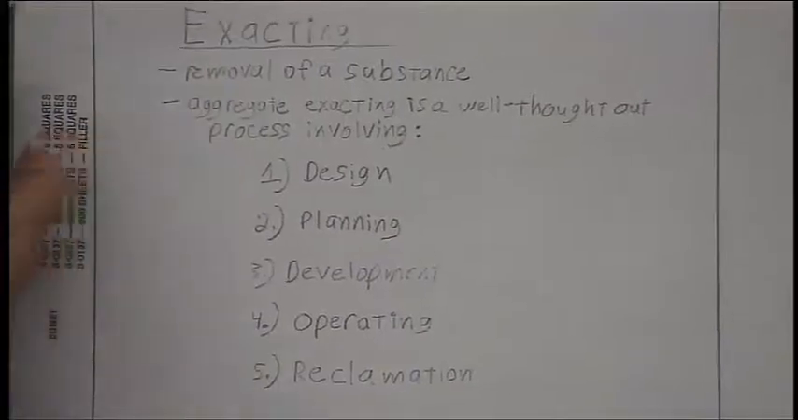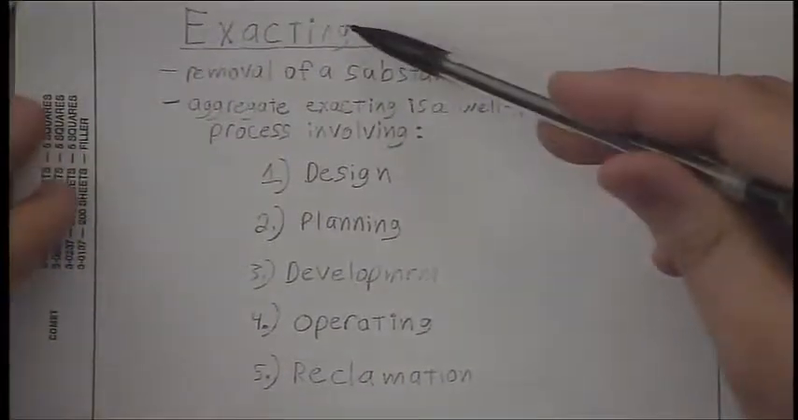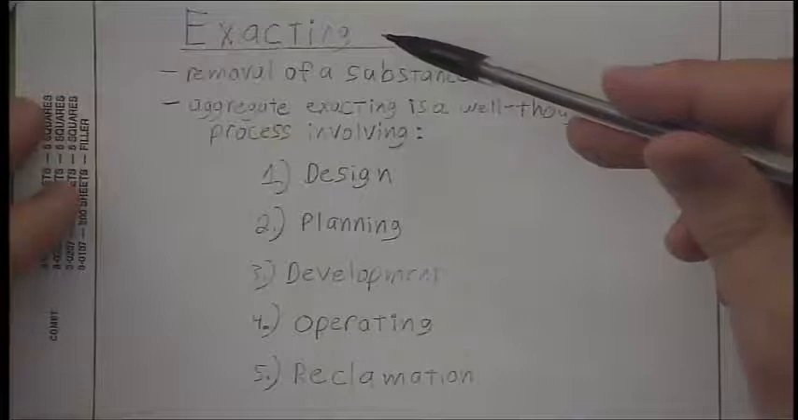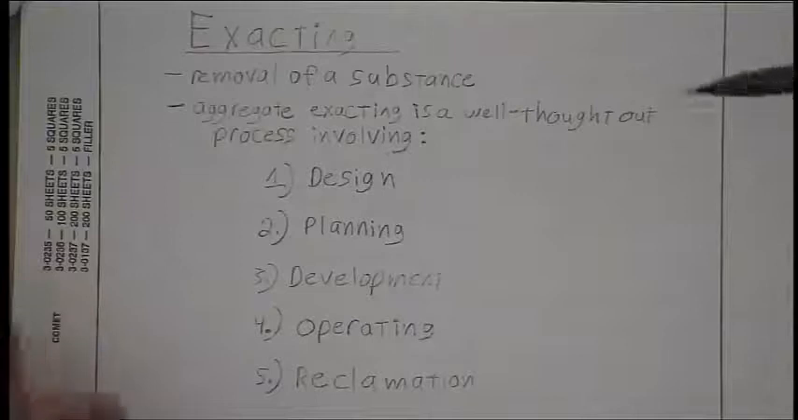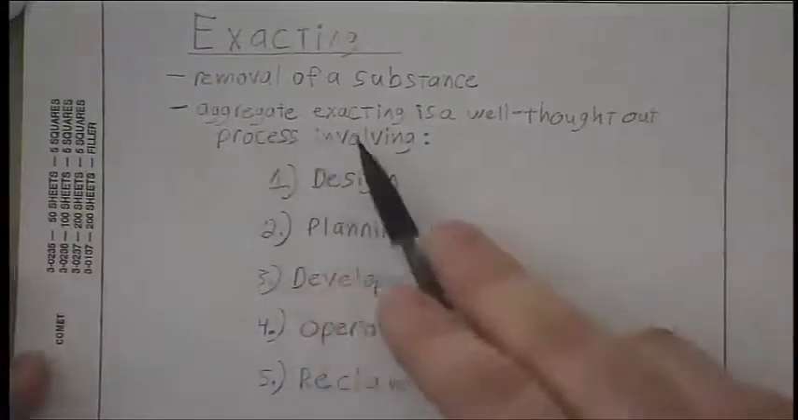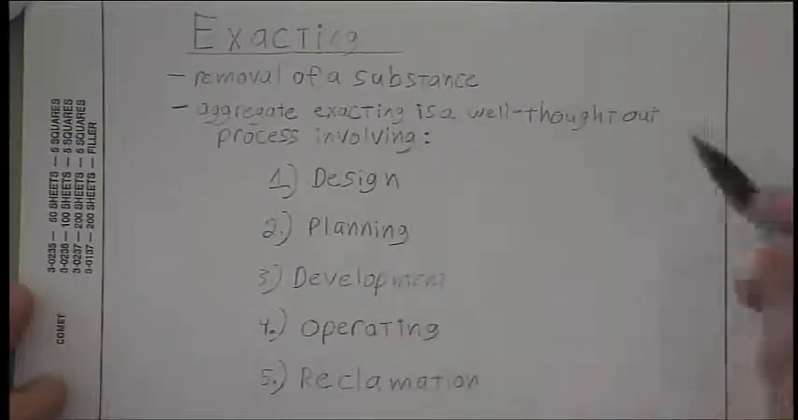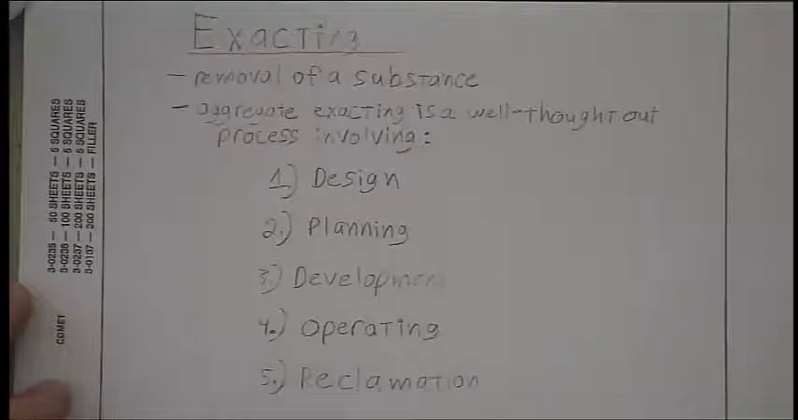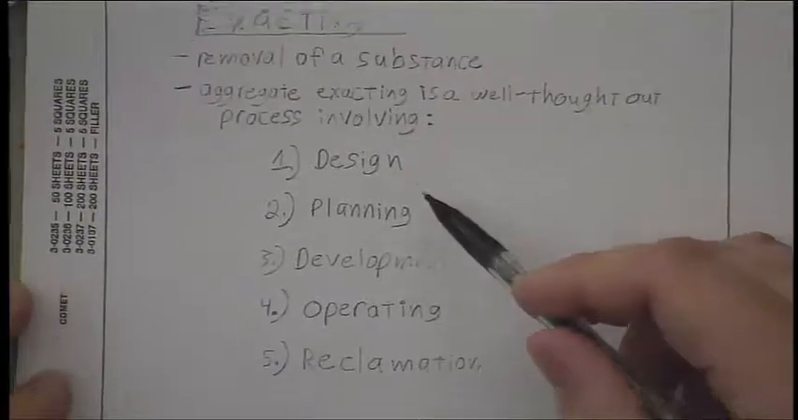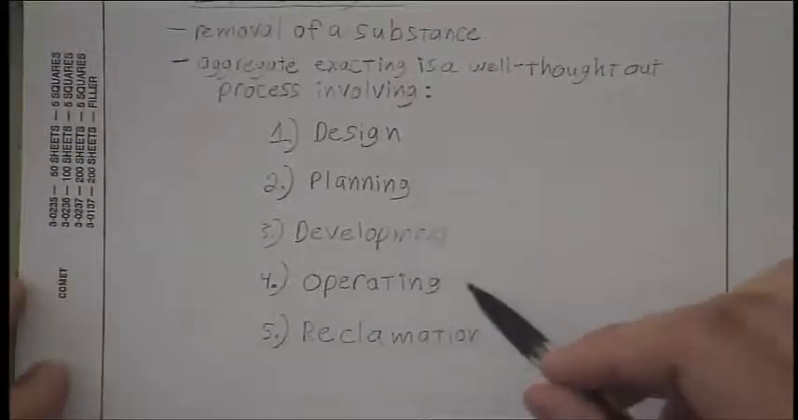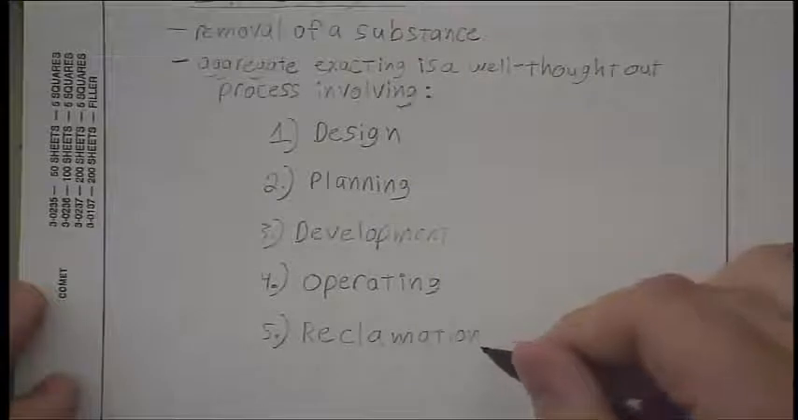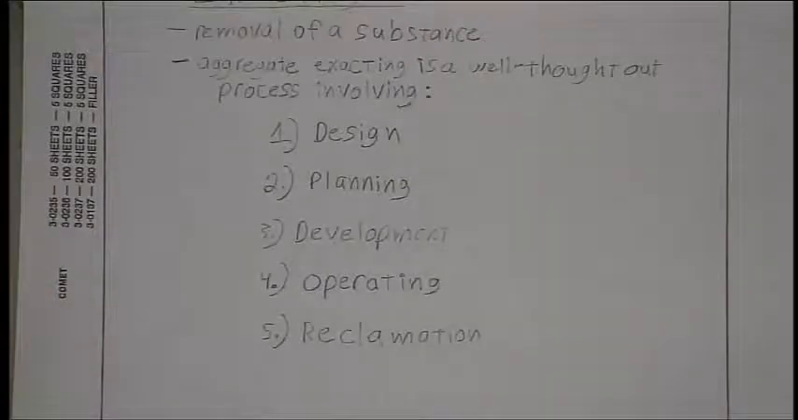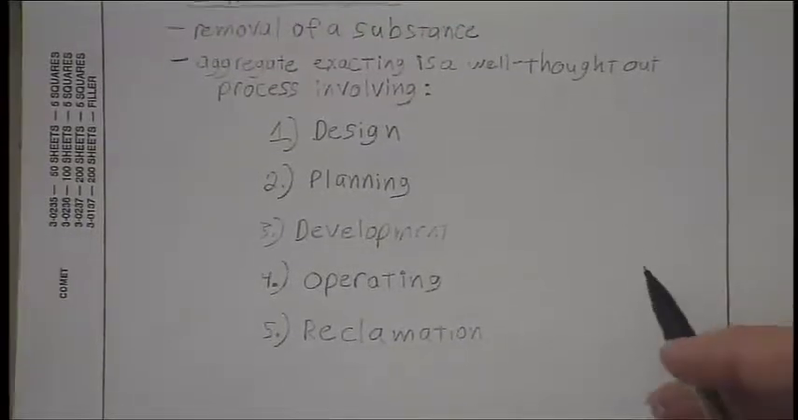So whenever you're starting to extract a rock formation, this is just a basic definition: the removal of a substance. Aggregate extraction is a well thought out process, you don't just go out and start digging. You really have to design and plan and develop and understand your operation. And after you get done extracting all this aggregate, you have to go back and do a lot of reclaiming, and that's extremely important.